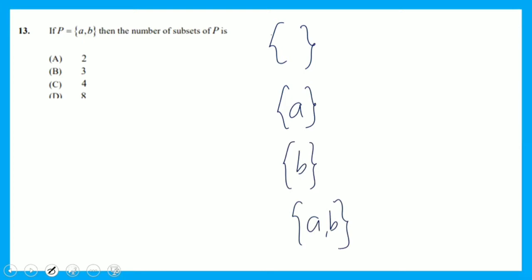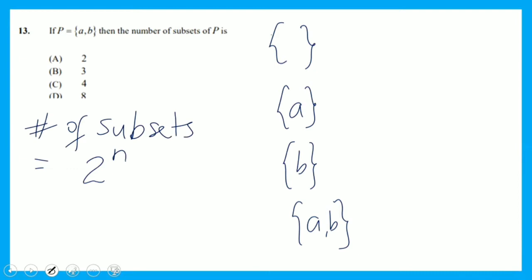There's a shortcut to this. Now the number of subsets in a set can be found by using this formula: 2 raised to the power of n, and I'm going to call it n. N is the number of elements in the set. 2 raised to that power. How many elements are in the set? 2. So that's going to be 2 raised to the power of 2, which would give 4.